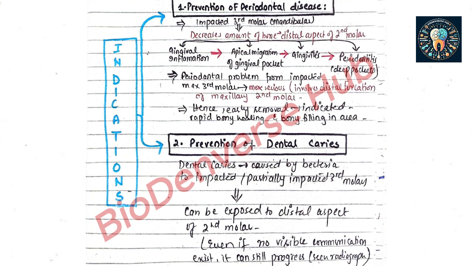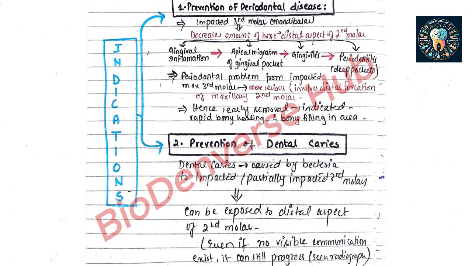Second indication is the prevention of dental caries. The dental caries that are caused by the bacteria to the impacted or partially impacted third molars can be exposed, and they can also involve the distal aspect of the second molar. Even if no visible communication exists, it can still progress, it can still involve the distal aspect of the second molar, and it will usually lead to the periodontal involvement and also the dental caries of the adjacent second molar.